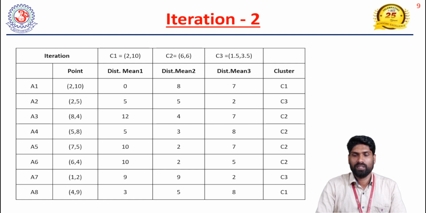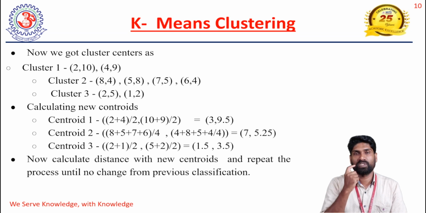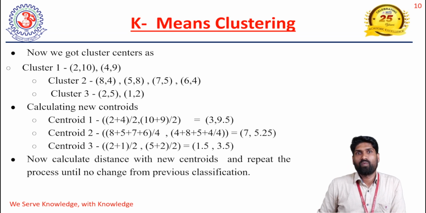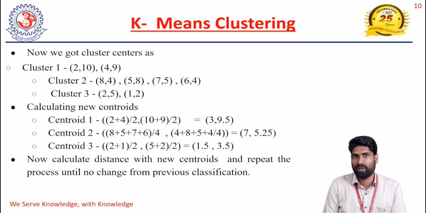So we can see the changes. Cluster 1 has changed to 2 points. Earlier it was 2 comma 10 only. Now it has one more point, 4 comma 9. At the same time, cluster 2 also changed. Earlier it had 5 points, now it has only 4 points. Cluster 3, no change. The points are 2 comma 5 and 1 comma 2 only.